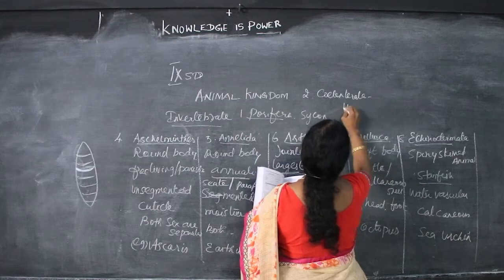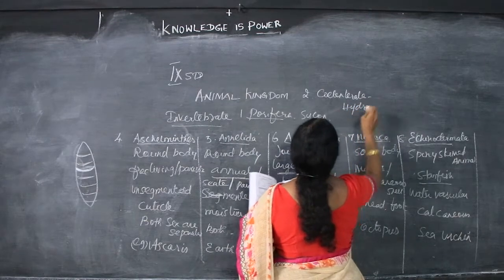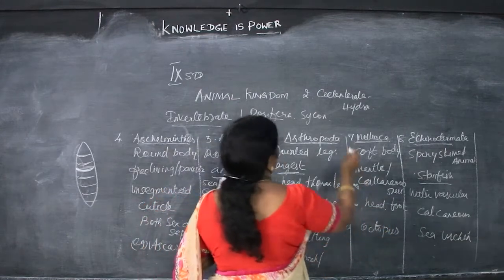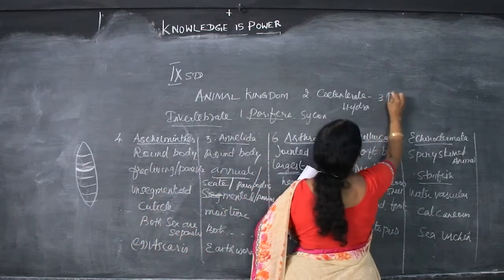Coelenterata example I said Hydra. They have tentacles, a special organ for locomotion as well as stinging animals. Next to that I said Platyhelminthes. Third one is Platyhelminthes.